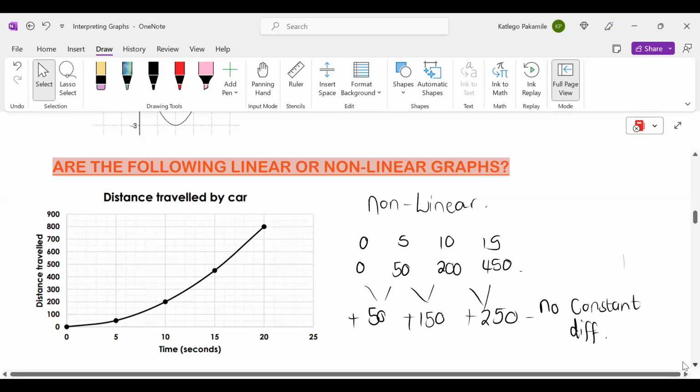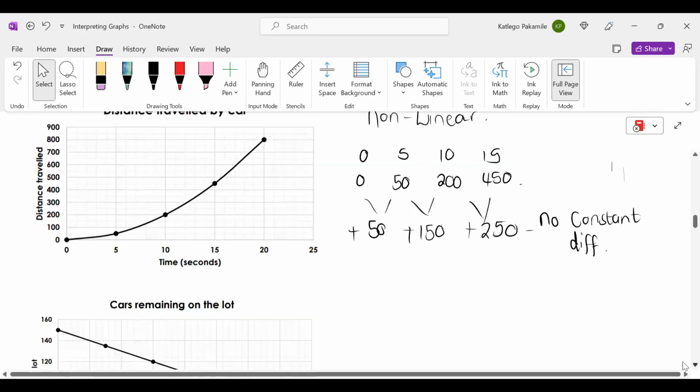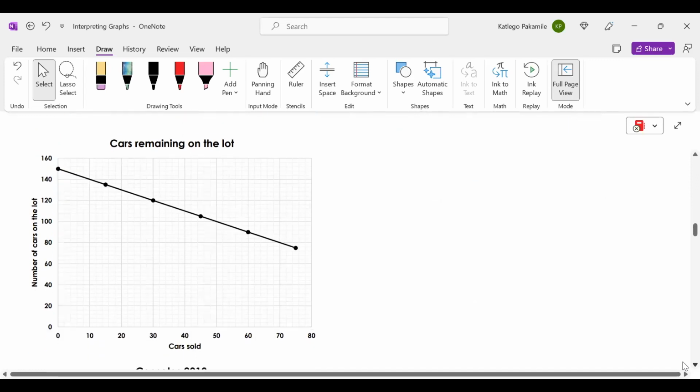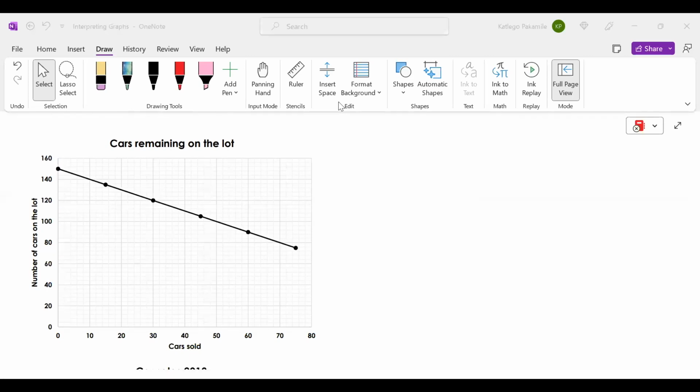Let's see our next one. We're still asking, are they linear or non-linear? These are cars that are remaining in a lot of a salesperson's place of work. No, that was such a long sentence for nothing. Very long for nothing, guys. Is this a linear or non-linear graph? And tell me how you know whether it's linear or non-linear. Okay, everyone says it's linear. Give me a reason.